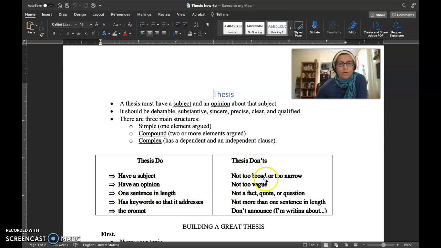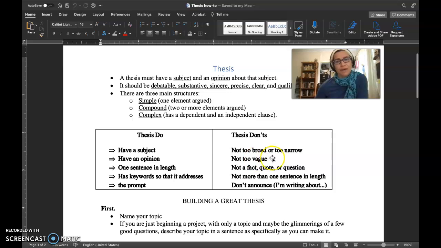Thesis don'ts. So you want to make sure it's not too broad or too narrow, meaning it's not so big that you can't fully argue your point sufficiently in a 4-page or whatever page essay. But on the same side, you don't want it so narrow that you could really write this paper maybe in a paragraph and it's not really an essay.